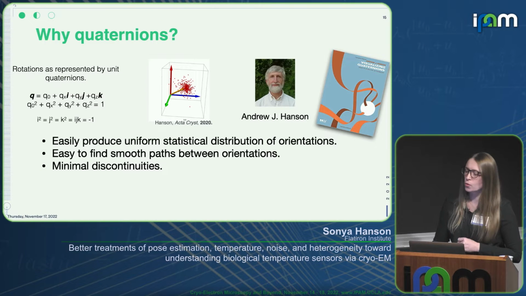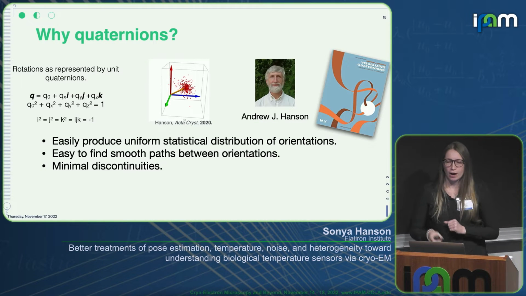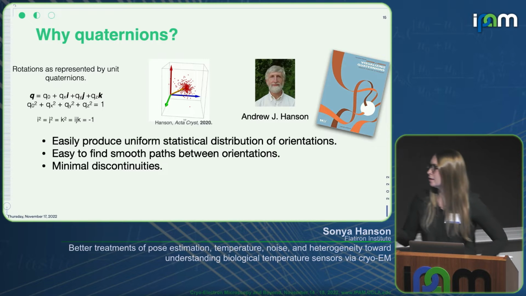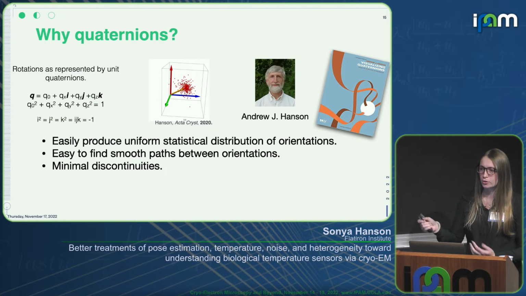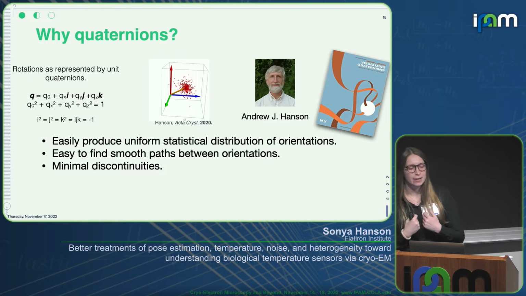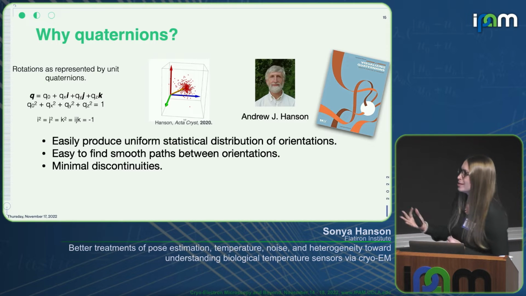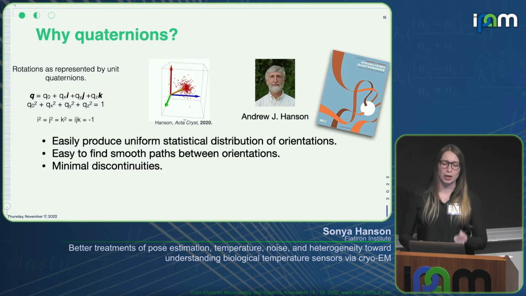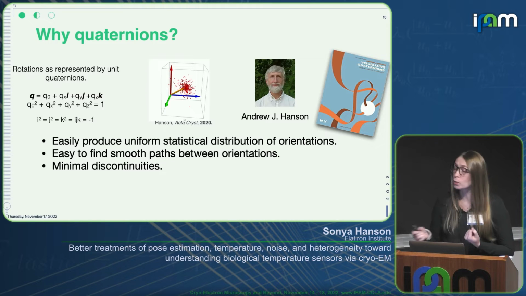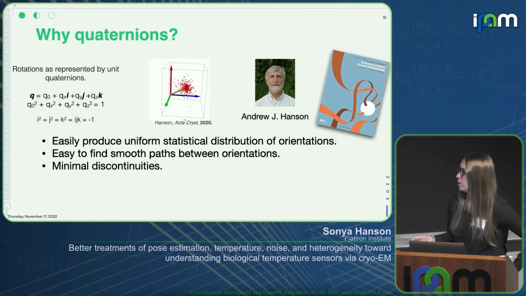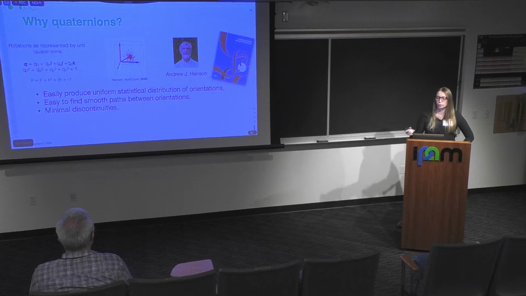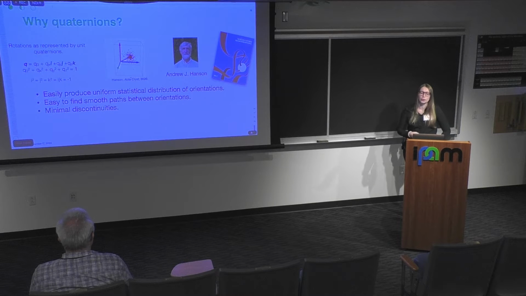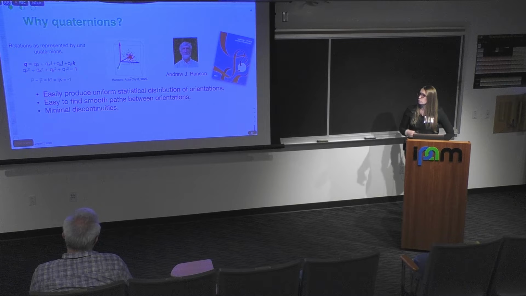So why quaternions? One reason is that this was kind of a COVID project, and it was a collaboration with my dad, who literally wrote a textbook on visualizing quaternions. When I started to talk to him about cryo-electron microscopy, he was really enthusiastic about how we could use quaternions to better understand these questions we have about pose estimation in cryo-EM. But there are fundamental reasons why using quaternions is better. It's easy to produce uniform statistical distributions of our orientations and find smooth paths between orientations.